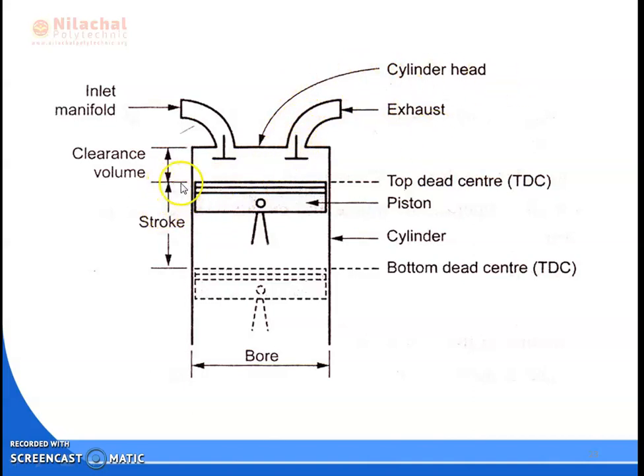The piston movement from TDC to BDC is known as your what? That is stroke. When the piston is at TDC, the clearance space between the upper head of the piston and the cylinder head is known as your what? This is known as your clearance volume. This is the top dead center. This is the bottom dead center. This is the piston and cylinder.